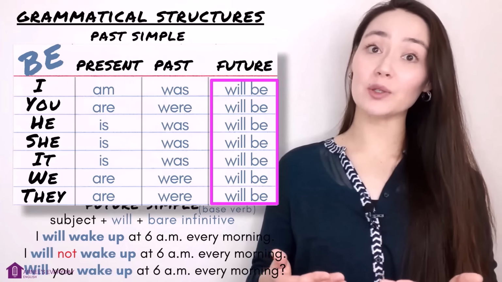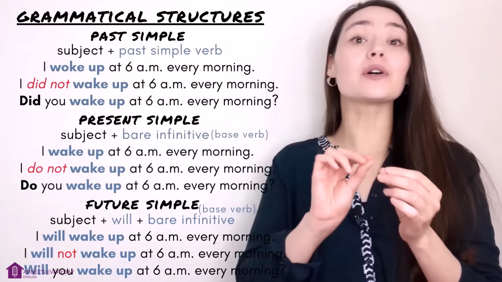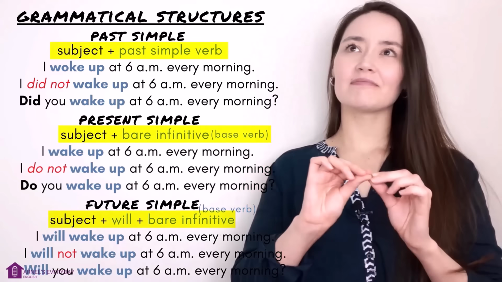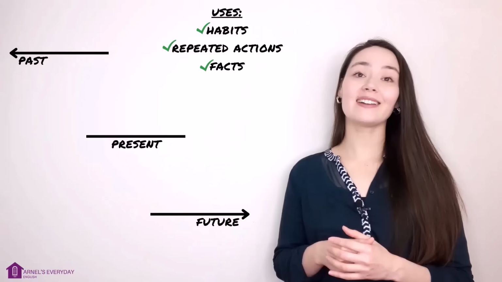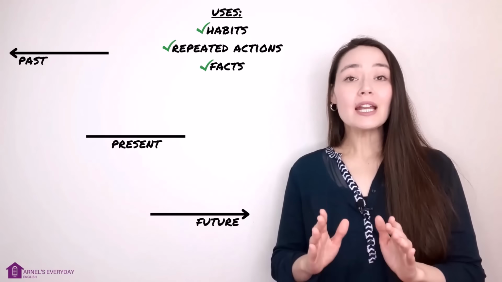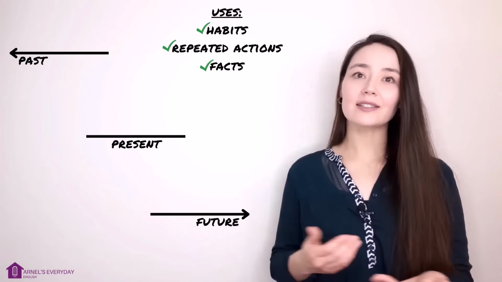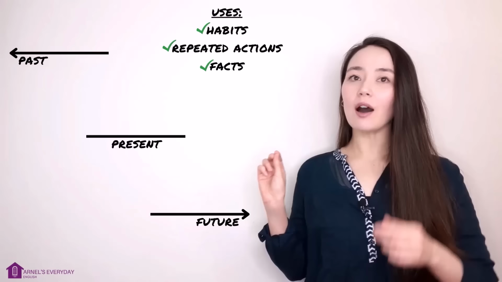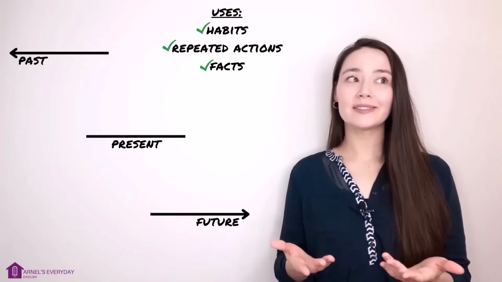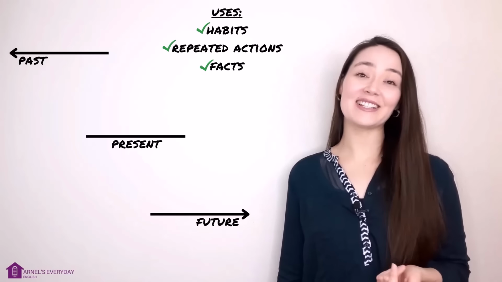So the grammatical structures for the simple tenses are pretty simple. And of course, in this lesson, I will keep all the structures highlighted for you. Let's look at these tenses on a timeline. We use the simple tenses for habits, repeated actions, and for things that are always true, like facts. Do habits change often? No. Do repeated actions change often? Not really. Do facts change often? No, a fact is a fact.